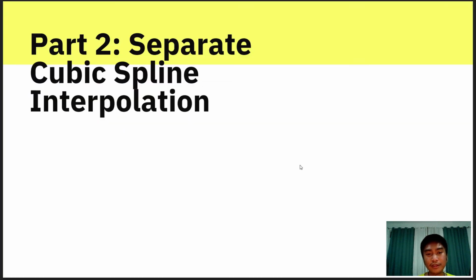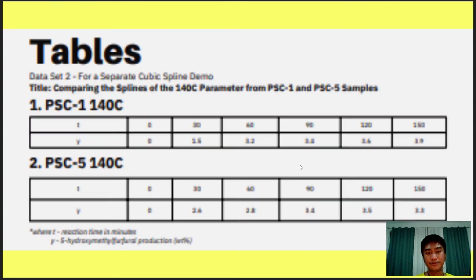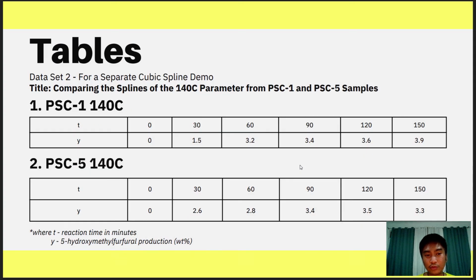So part 2. I did a separate cubic spline interpolation so that I would be able to see if there are any differences, or let's say I would only like to see a certain visualization. So for the tables, dataset 2 for a separate cubic spline demonstration. The title of these tables is comparing the splines of the 140 degrees Celsius parameter from PSC1 and PSC5 samples. PSC1, as I mentioned earlier, is peanut shell catalyst doped for 1 hour, and PSC5 is doped for 5 hours.